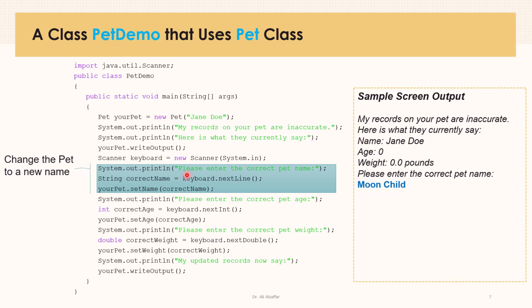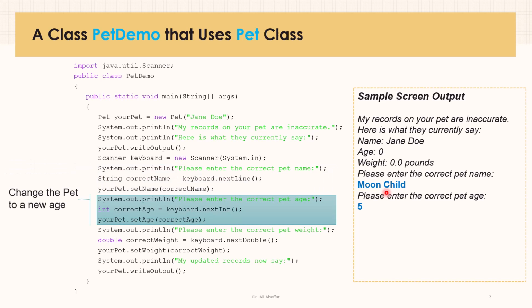Next, the program will print a message, "Please enter the correct pet name." As an example, if the user types Moonchild as a name, then we have a special method that will change the name of the pet, which is called setName, and we give it the name Moonchild for yourPet. So your pet will have a different name now. It's not called Jane Doe, it will be called Moonchild.